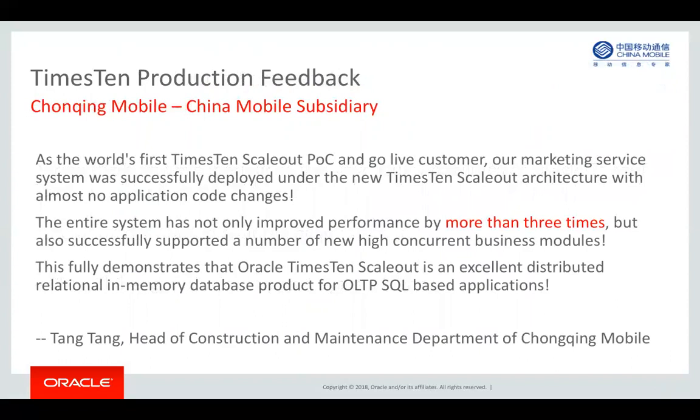Most recently, Chongqing Mobile, which is a China Mobile subsidiary, actually went live with TimesTen Scaleout within a very short time. They ran a POC on TimesTen Scaleout, and within 2 weeks, they had moved their marketing service system onto TimesTen Scaleout with no application changes. The system improved performance significantly, as I said, by more than 3x. They were also able to support more application functionality, more business logic, because of the increased performance and throughput capacity of the system. And they are very happy customers, the first customer to go production with TimesTen Scaleout.